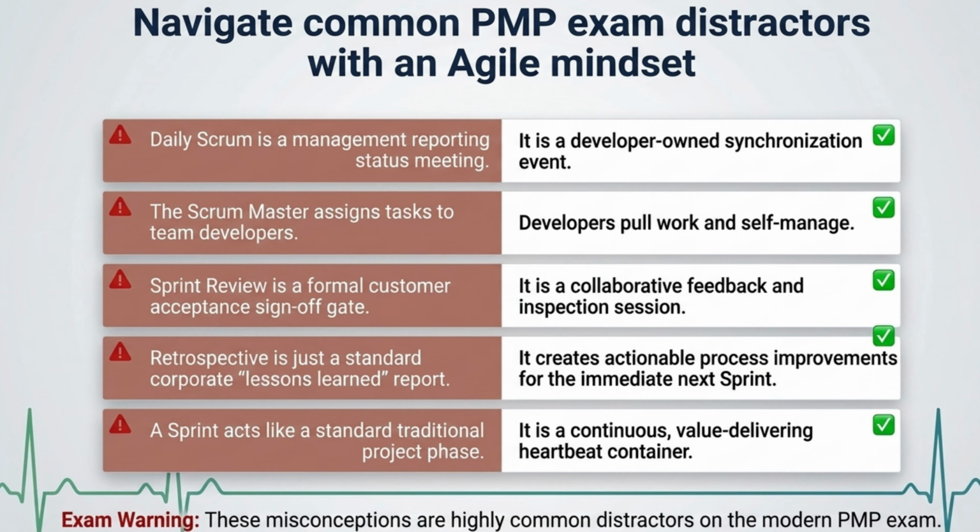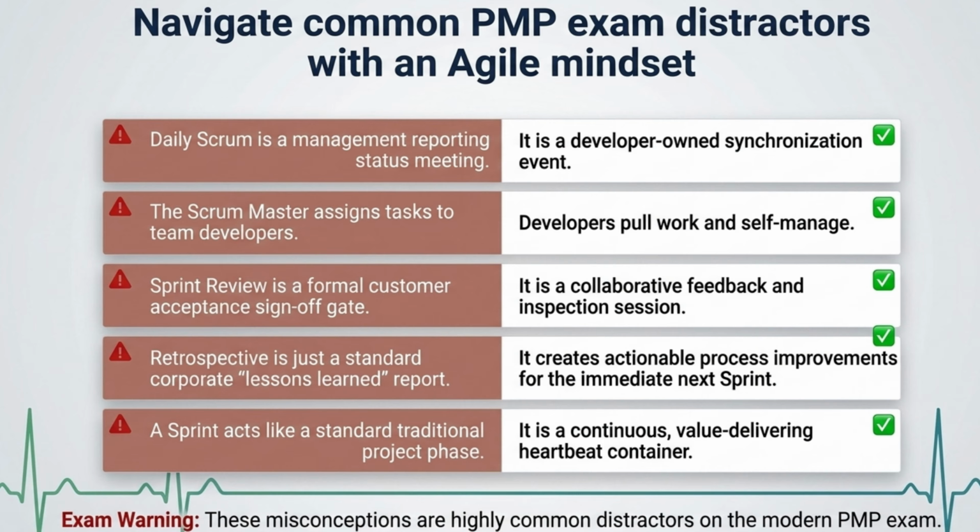Another classic distractor is claiming the Scrum Master assigns tasks. False. Developers pull their own work and self-manage. Or what about saying the retrospective is just a standard corporate lessons learned document you file away in a drawer? No way. It creates actionable process improvements for the immediate next sprint. If you can recognize these traps, you'll navigate those scenario questions with total confidence.